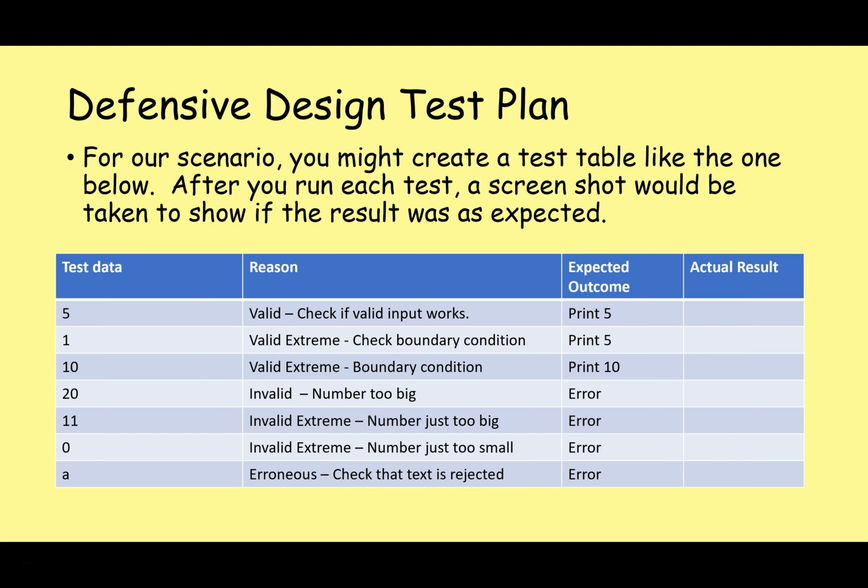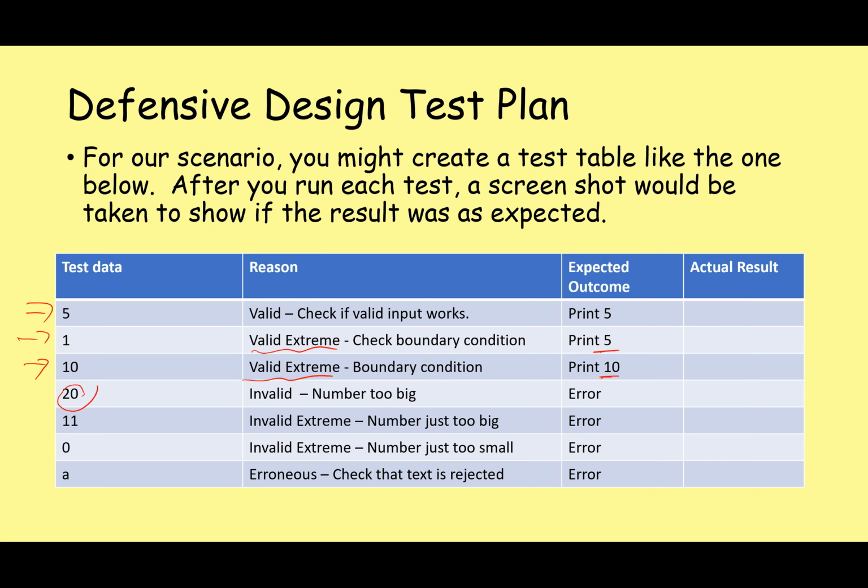So our test data, we've got 5, and that is valid, checks if the input works. So our expected outcome is that hopefully it'll print 5, and then maybe we'll stick in a screenshot there to show that that works. And then we've got 1 and 10. These are valid extreme data, and they're checking our boundary conditions. They should still work, should still print 1, should still print 10.